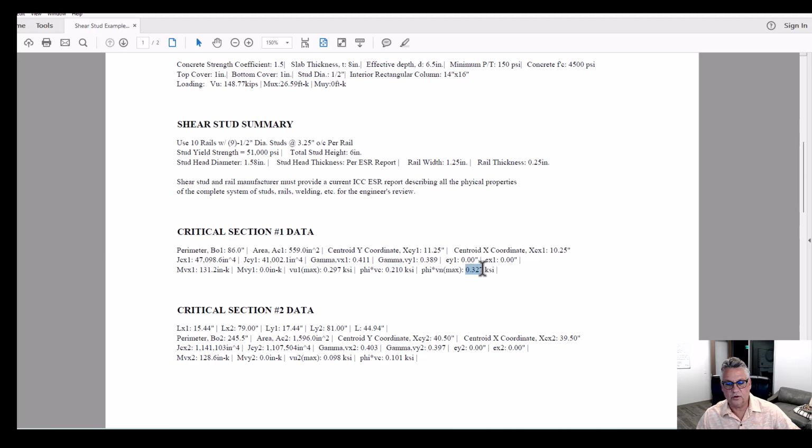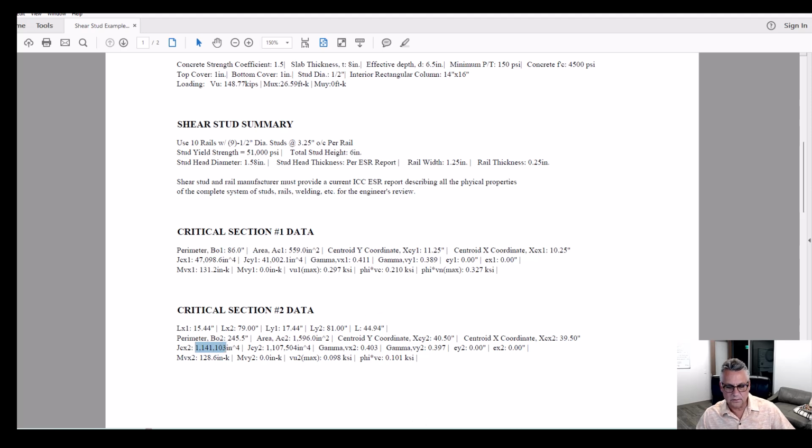The 6.5 square root f prime c maximum is 327 psi. So that was the critical section one. Critical section two was that bigger one. These were all the values. So the program's doing it. You can see if you're right. It's your total perimeter, total area. There's that torsional moment of inertia.